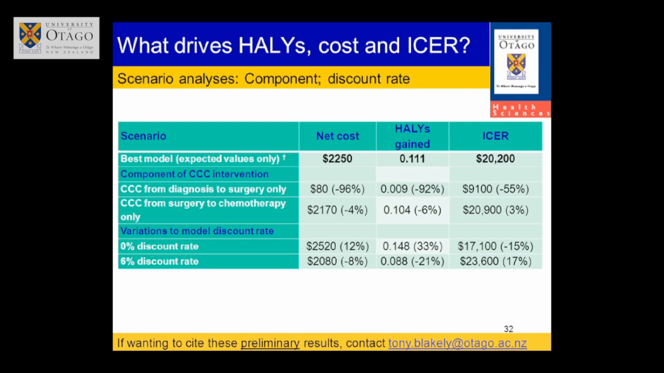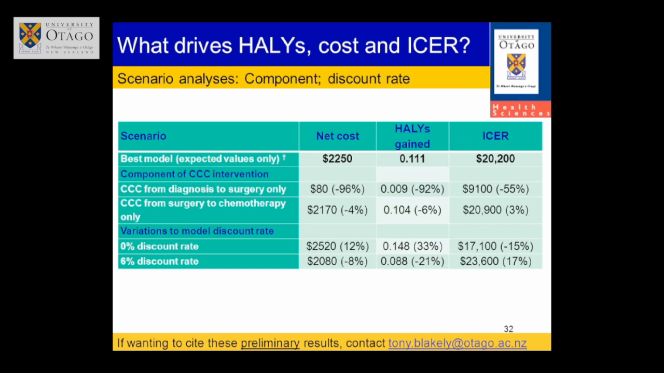So our expected values are slightly different for the mean for the best model, just because of the way that distributions work. And the first thing we can see is that when we do the component for diagnosis to surgery only, there's very little cost, but also very little HALYs gain. Not much of the benefit of this program comes up to surgery. Most of the benefit comes between surgery and chemotherapy. However, probably with quite considerable uncertainty, the cost effectiveness of this part, if you believe our parameters, is actually better than that between surgery and chemotherapy, but you get much greater HALYs gains between surgery and chemotherapy, so you get your bigger health gain there.